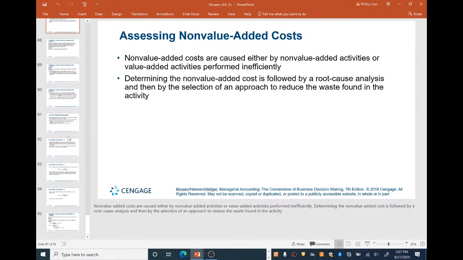Okay, assessing non-value added costs. These are caused either by non-value added activities or even value added activities that are not performed effectively or efficiently. In order to determine these non-value added costs, it has to be followed by a root cause analysis, and then by the selection of an appropriate approach to reduce the waste found in the actual activity itself.